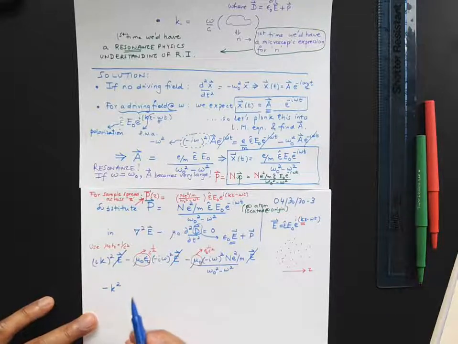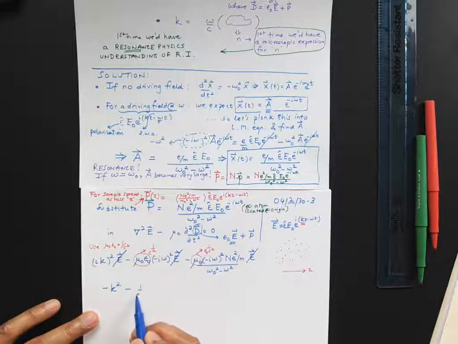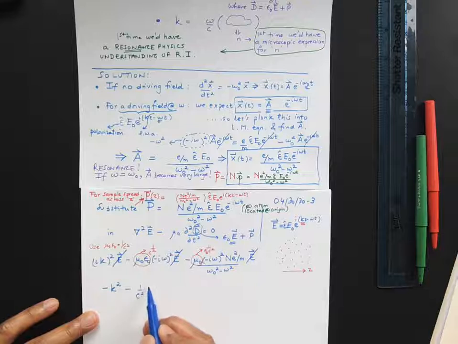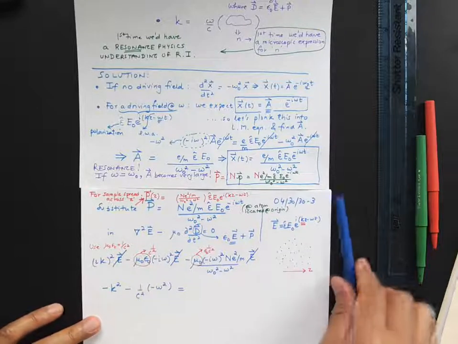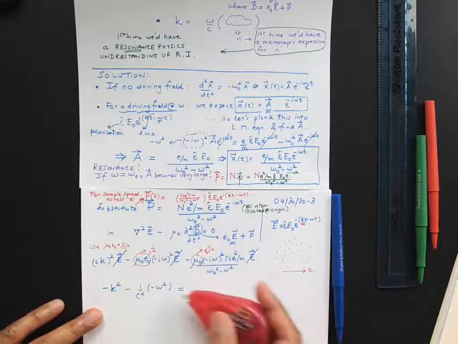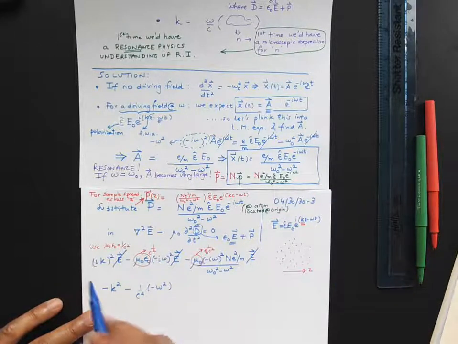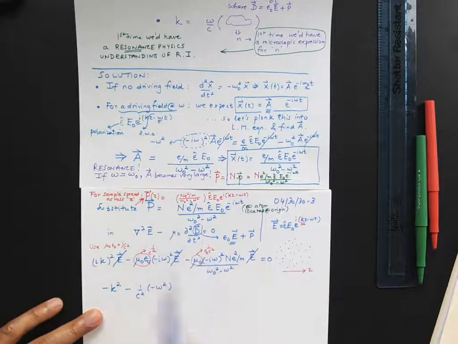And then I have minus 1 over c squared. Minus squared is plus, i squared is minus omega squared. Okay, equals, oh sorry, not equals, but by the way, all of this was equal to 0, right? Because we substituted that in the wave equation.